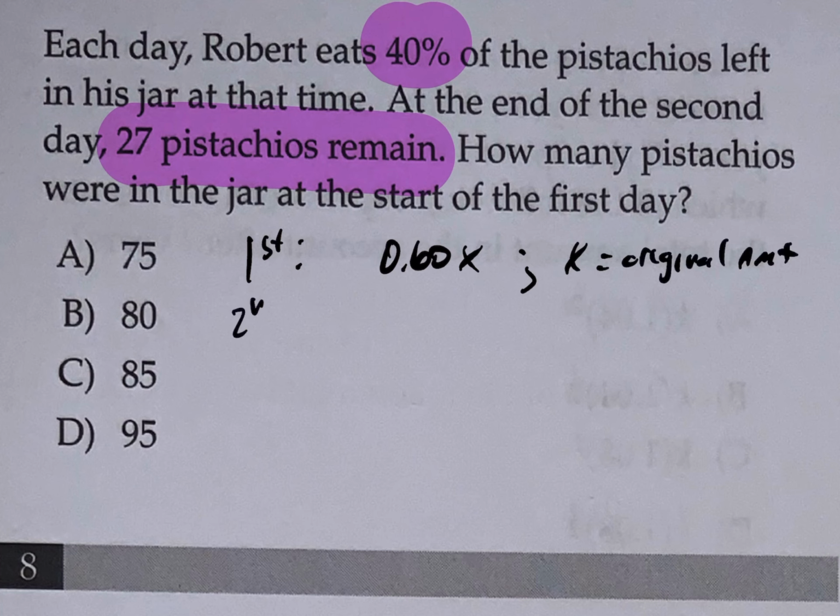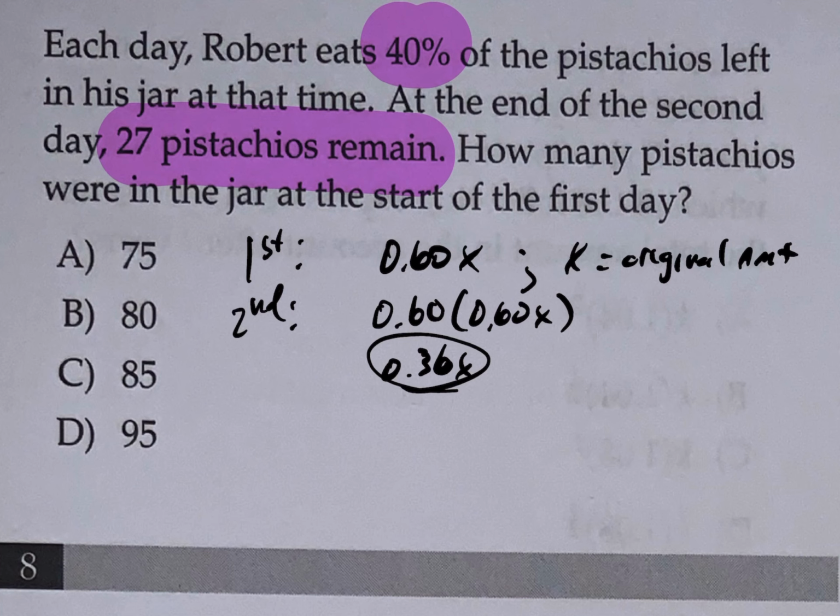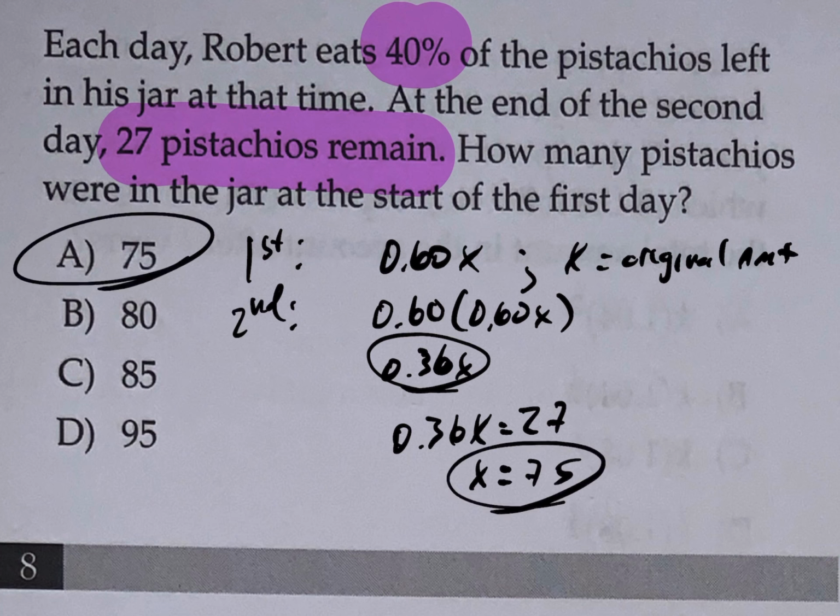Now, at the end of the second day, Robert's going to eat 40% again, so it's going to be 60% of that original value from the first day. And you can see here that's going to end up being 0.36 times X. So I know at the end of the second day, there were 27 pistachios left. Solving for X, we get 75, and our answer here is A.